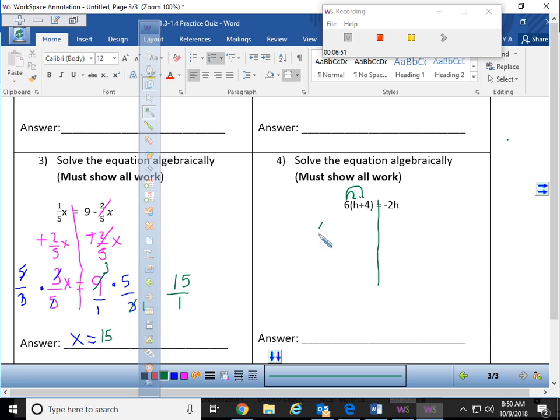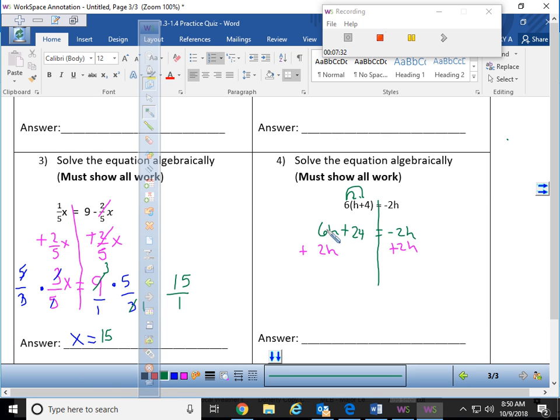So now I'm going to do the distributive property. 6 times h, that's 6h, plus 6 times 4, that's 24. And now I have the negative 2h over here. Okay, so what should I do next? Which one's a weaker variable, negative 2h or 6h? Negative 2h is weaker. Negatives are always weaker than positives. So how can I get rid of a negative 2h? Let's add 2h to it, and I'll do that same thing to both sides.